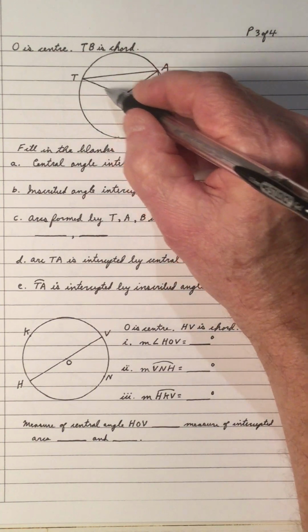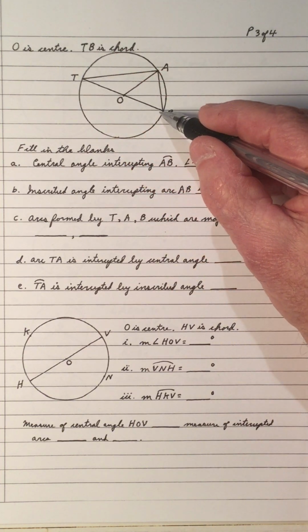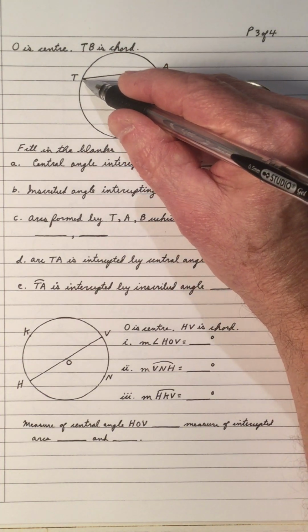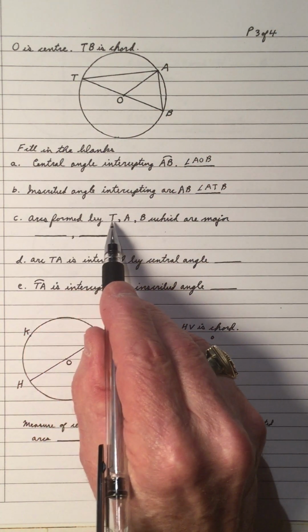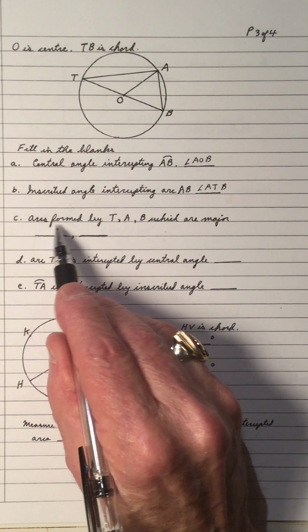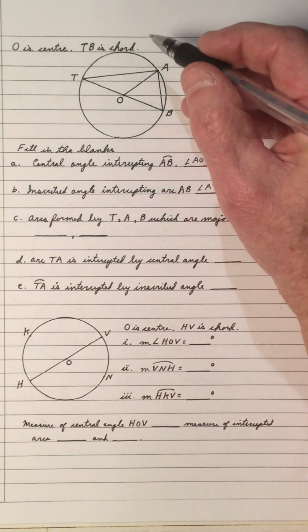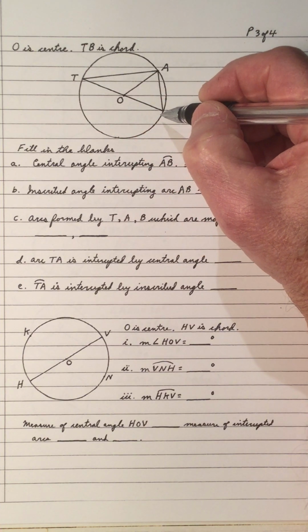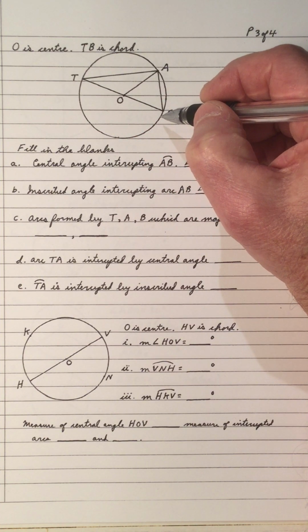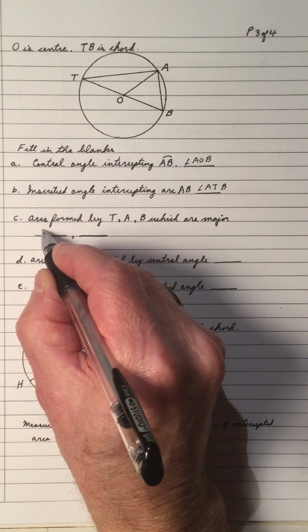Again, ATB, chord TA, chord TB, and this is the common vertex. The arcs formed by T, A, and B, which are major. Major arcs have to be more than 180 degrees. So let's go.